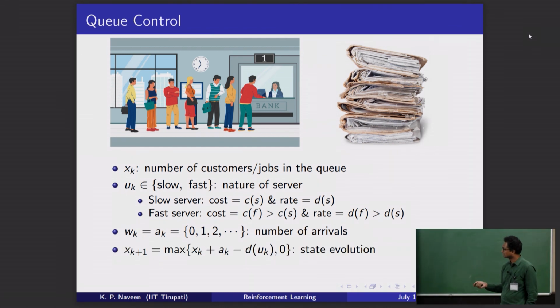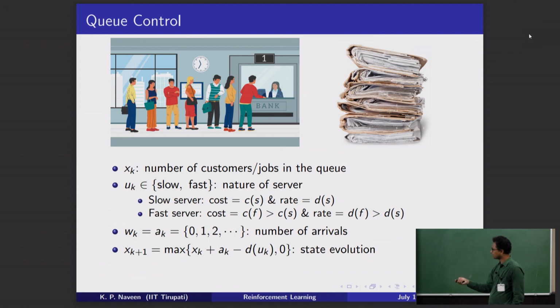And the state evolution is something like this for a queue. Very similar to what we had for inventory control, but here the queue cannot go negative, so that's why we are capping it at 0. xk is the number of customers at the beginning of each hour. Randomly, in the next 1 hour, this many customers will arrive, which is not in your control. And uk is whether you have employed fast or slow service. This is the number of customers that can be served. If it goes negative, we'll just cap it at 0.